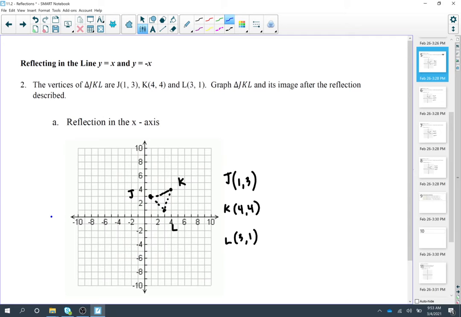So the x-axis is right here. So that is our line of reflection, which means we're going to reflect down over the x-axis. When we do that, J, if I look, is 1, 2, 3 away. So I'm going to go 1, 2, 3 away, and that's my J prime. K is 1, 2, 3, 4. So 1, 2, 3, 4, K prime. And L is just 1, so 1, and then that's L prime.